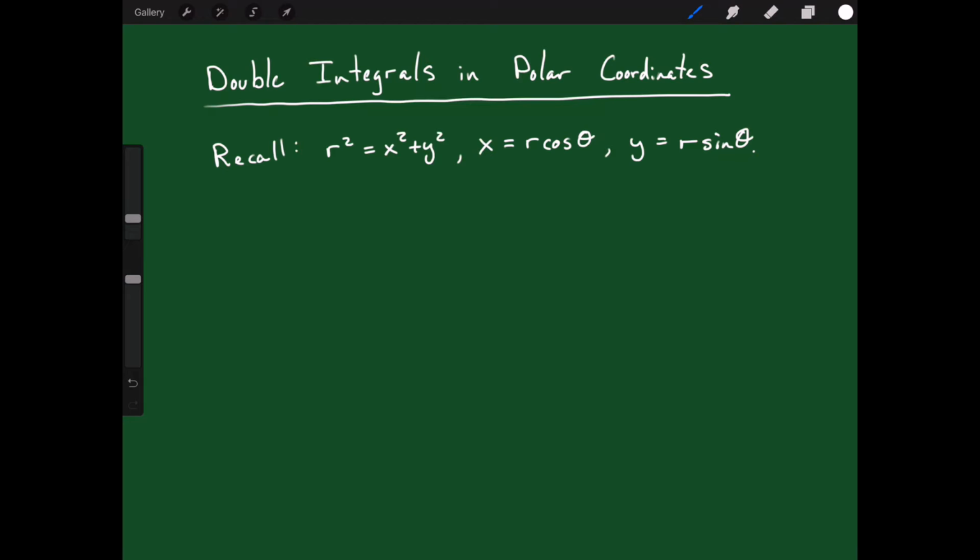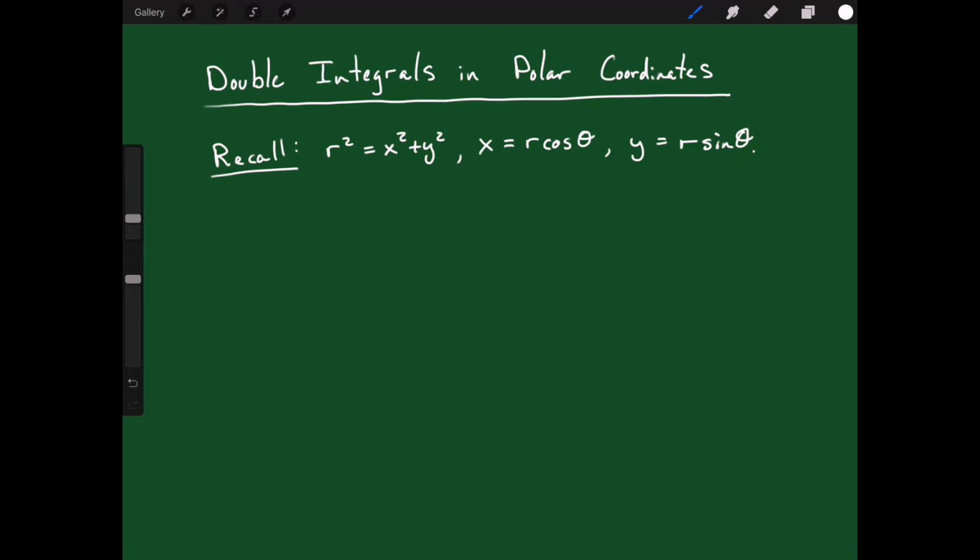If this does not sound familiar to you, then I would highly advise you go back and watch previous videos about basic polar coordinates. But what we're going to be talking about today is what if we have a surface but the region over which it falls, instead of being a rectangular region or some type 1 or type 2 region, is a region that's best expressed in polar.